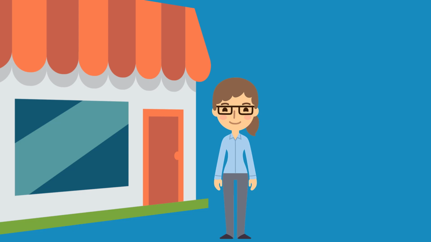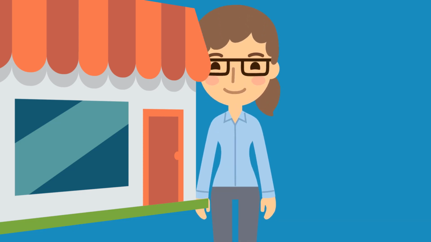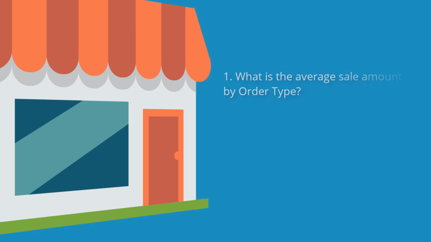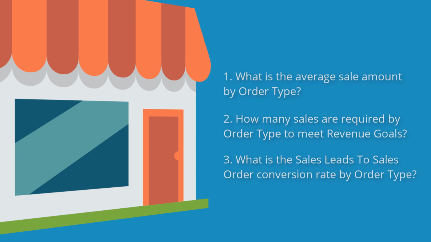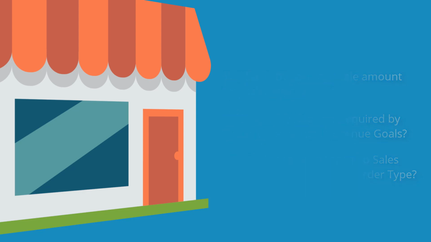To better understand these relationships, the business needs to be able to determine a few key bits of information. 1. What is the average sale amount for every order type? 2. How many sales does the business need by order type in order to meet the targeted revenue amount? And 3. What is the conversion rate for sales leads to sales orders by order type? This information will provide us a better understanding and help us determine how many leads we need in order to generate enough revenue to meet the target.